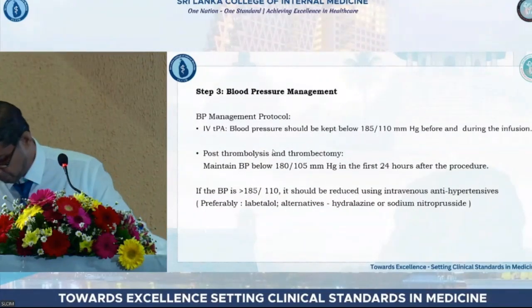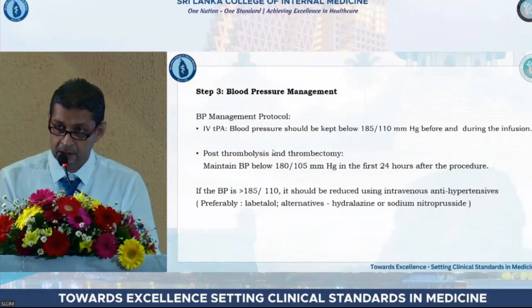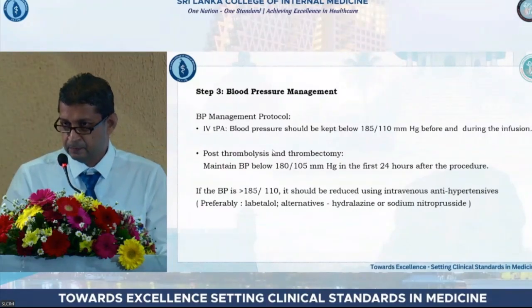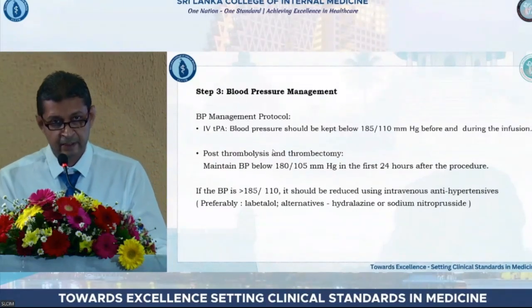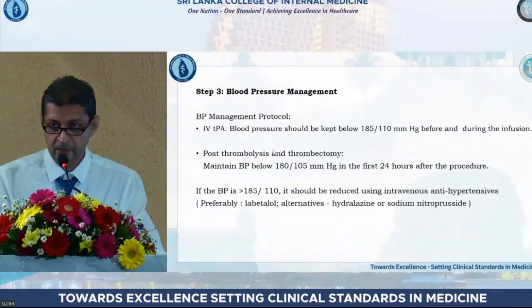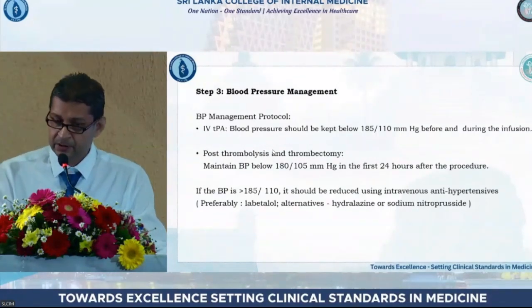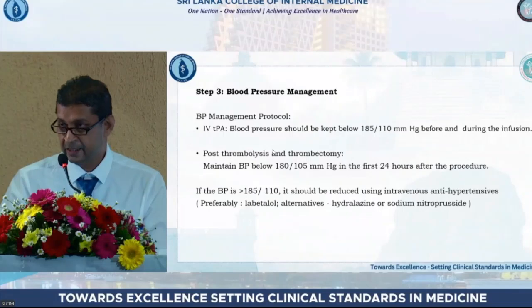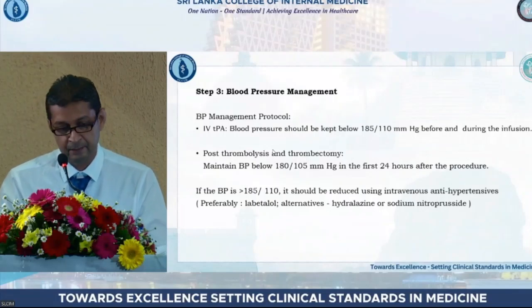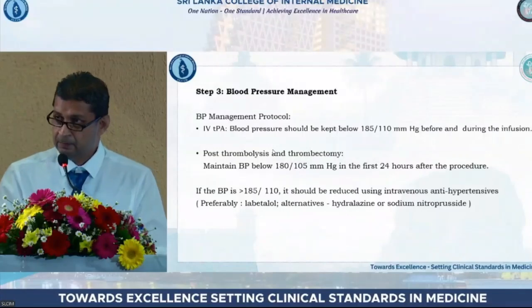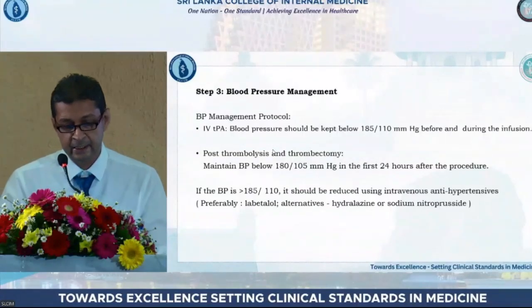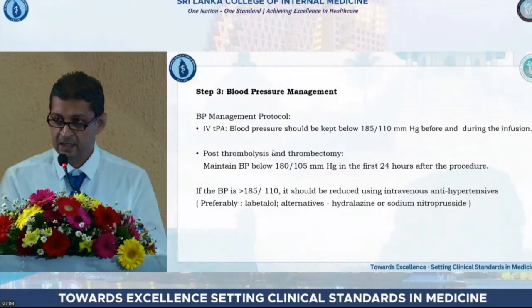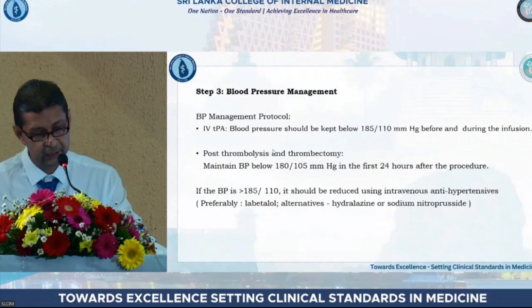When you are practically doing thrombolysis, one of the major challenges you will encounter is the management of blood pressure. Blood pressure should be kept below 185 by 110 before and during infusion of alteplase. And also the blood pressure should be maintained below 180 by 105 within the next 24 hours after thrombolysis or thrombectomy.